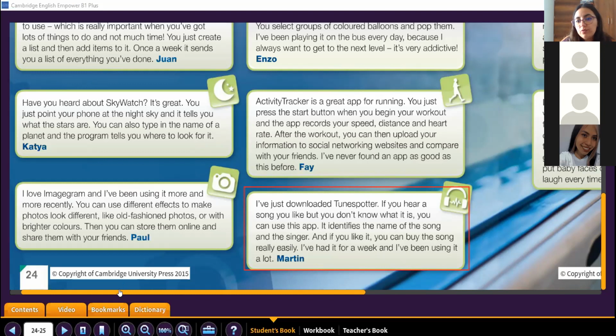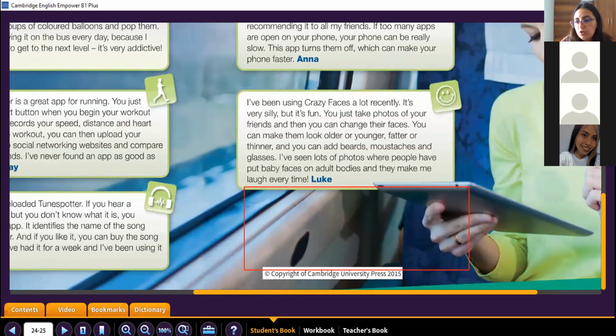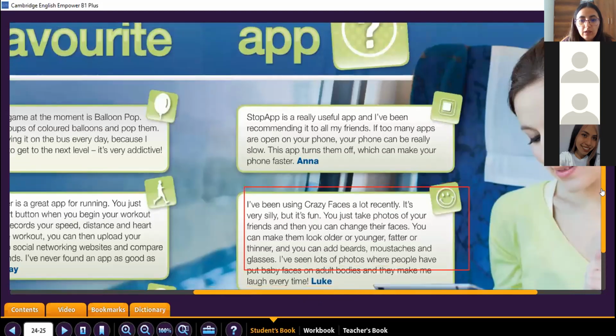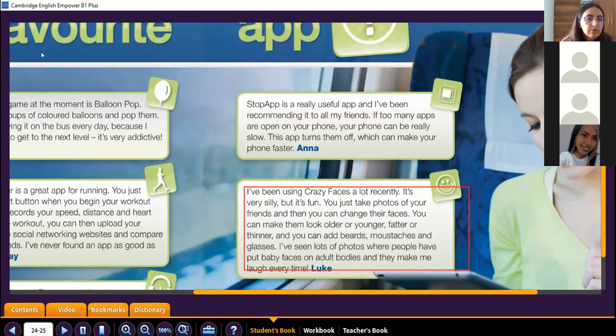Let's move to the last two reviews. We have just two reviews remaining here. And we have Anna's review and Luke's review. Let's start with Anna's review.